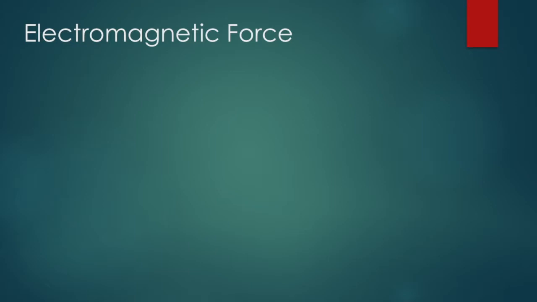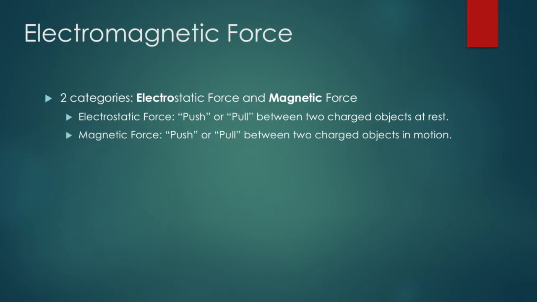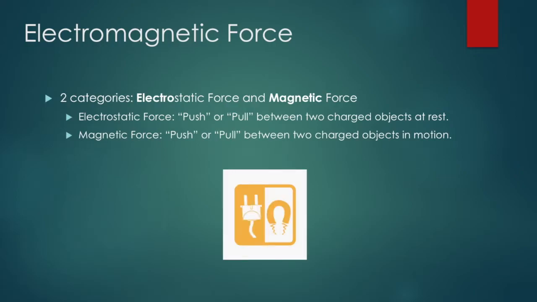The next force, the electromagnetic force, is made up of two categories, the electrostatic force and the magnetic force. The electrostatic force is the push or pull between two charged objects at rest, and the magnetic force is the push or pull between two charged objects in motion. Electro plus magnetic gives us the electromagnetic force.